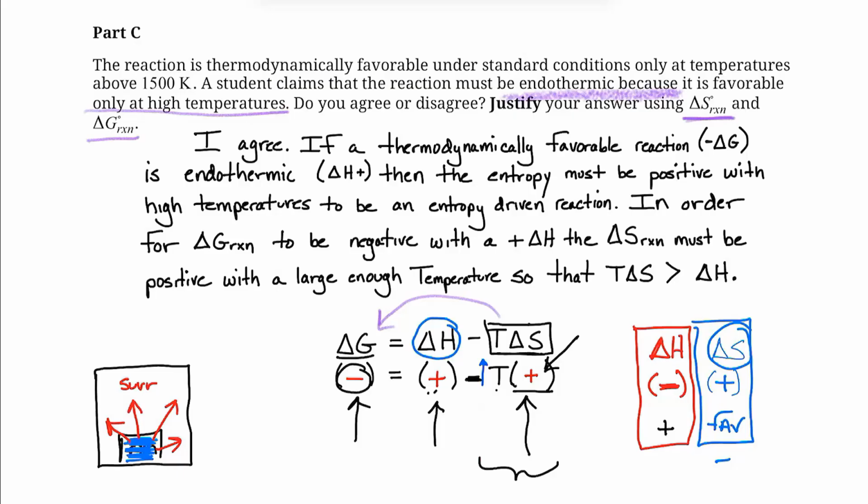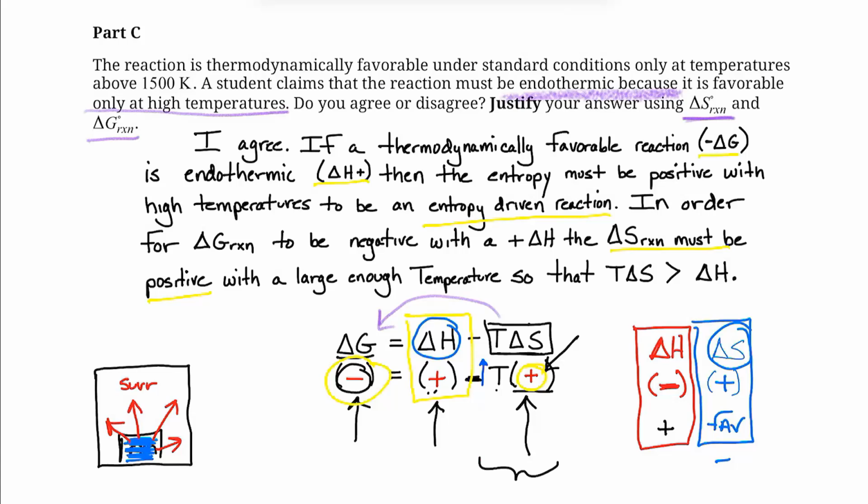If a thermodynamically favored reaction, negative delta G, is endothermic, delta H is positive, then the entropy must be positive with high temperature to be an entropy-driven reaction. Entropy-driven just means that the entropy of your system is high enough to overcome the loss of entropy by an unfavorable enthalpy of delta H. In order for delta G to be negative with a positive delta H, the delta S direction must be positive. The only chance you've got is that this must be positive, because if it was negative, it would not work at all. You could never get a negative value. It would just be positive.